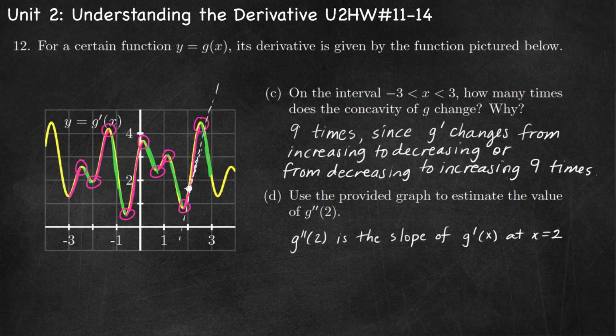So let's go from here, we're going up about 1, 2, 3, and over not even quite 1. So approximately up 3, that's our rise, and then our run, I'm going to call that about 0.8. Which is going to give me 3.75. So g double prime of 2 is approximately, now I just estimated that based on the graph and how I drew my tangent line, yours might come out to be a little bit different, but about 3.75.